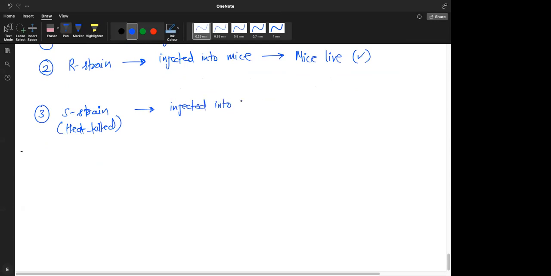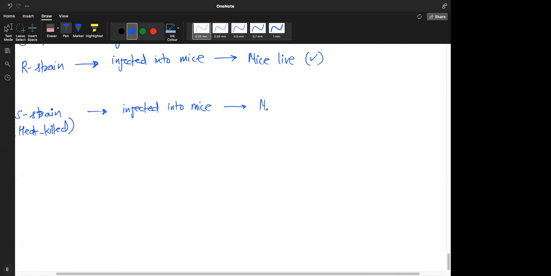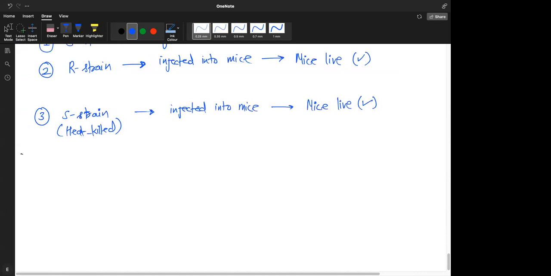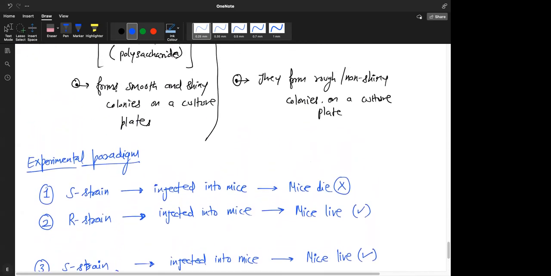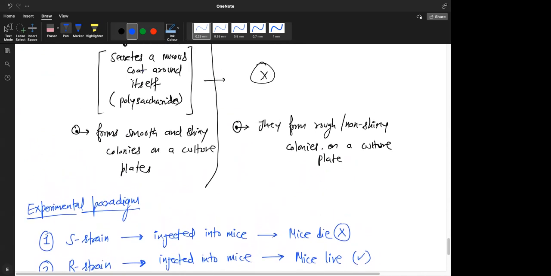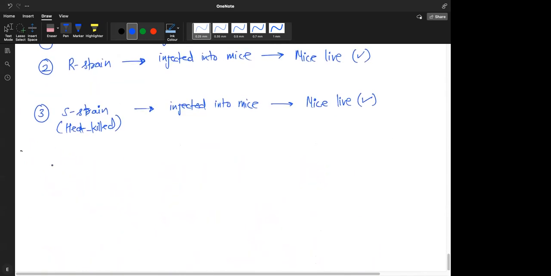They will not die. It is the S strain. But sir, it is heat killed. Yes. So the mice live, which means heat can inactivate the killing property of the S strain, which is this polysaccharide mucus coat around it, because that gets degraded, damaged.